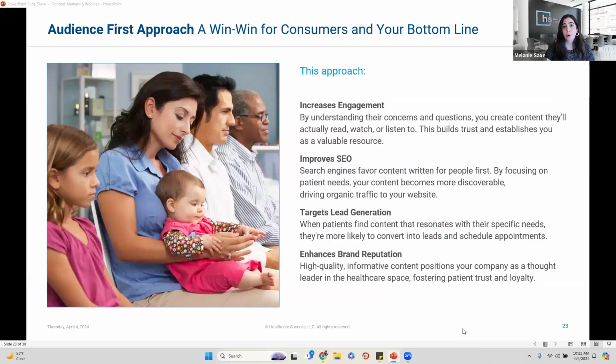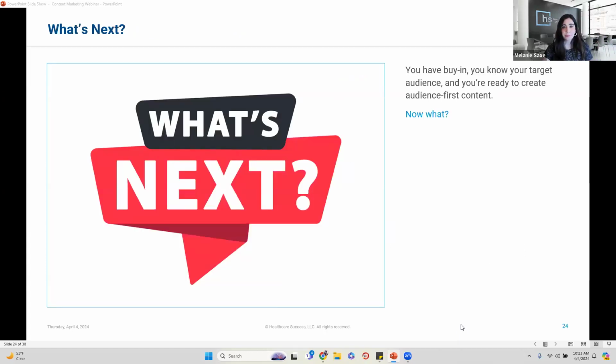So moving forward with this approach, there's a lot of wins, obviously, for us. It's a win-win for consumers and your bottom line. So increases engagement, improves SEO, targets lead generation, enhances brand reputation, all the things that we talked about of why content marketing is important. The audience first approach allows you to nail all of that. So you have buy-in, you know your target audience, let's say, and you're ready to create that. So what's next?